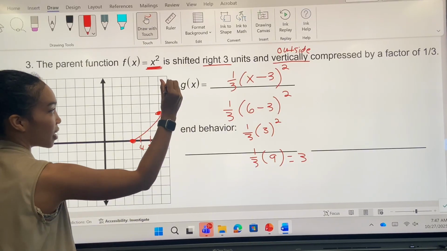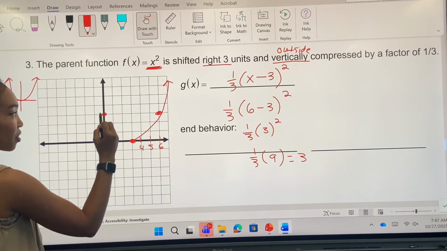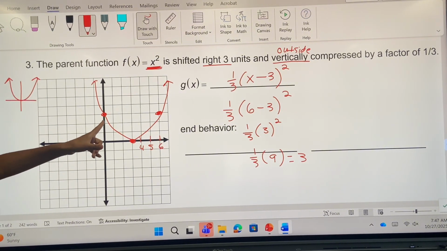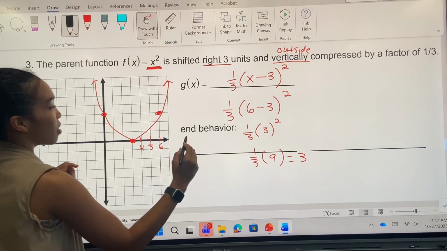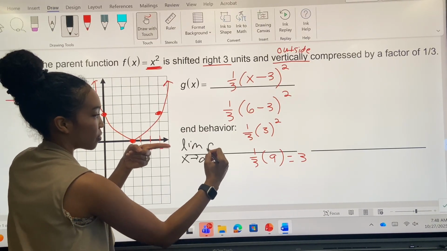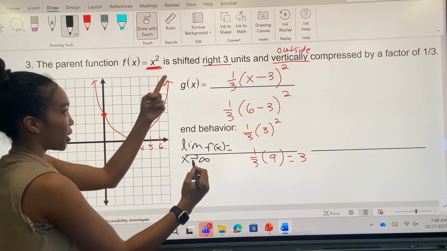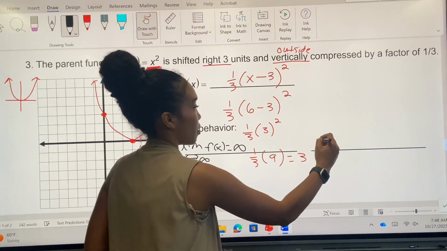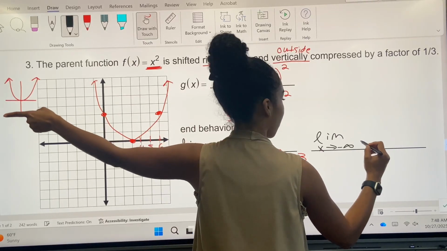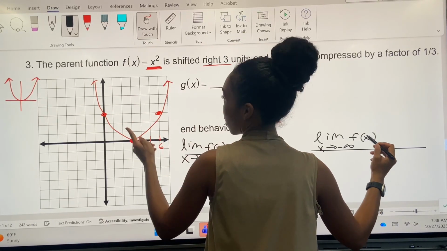So this side looks like this, and it's a mirror image on this side because it creates a U-shaped graph. So that's what your graph would look like, okay? Your end behavior. As your x values go to the right, your graph is going up. Your other end behavior, as x goes to negative infinity, the negative side, your graph is going up.